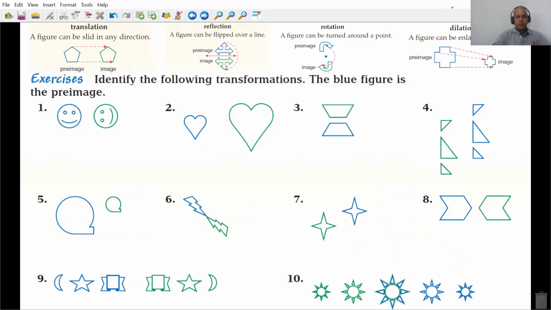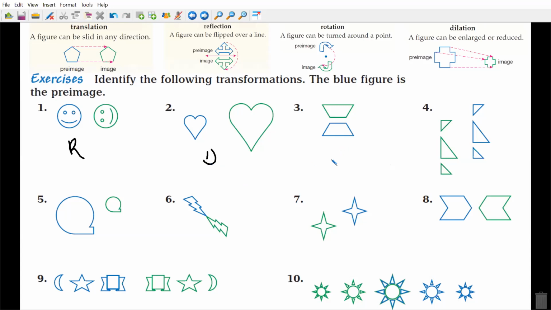Now, here are some exercises. Translation, remember what is reflection, what is a rotation, and what is dilatation. So for the first one, guys, what would the first one be? Rotation. Yes, because a figure can be turned around a point, right? Yes. What about number two? Dilatation. Dilatation, very good.